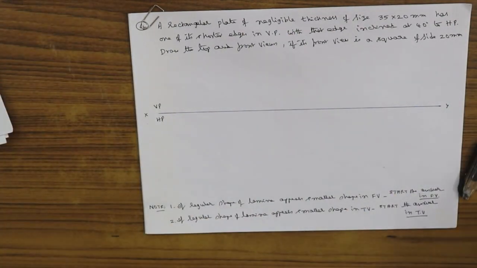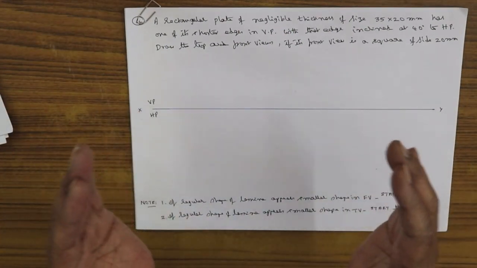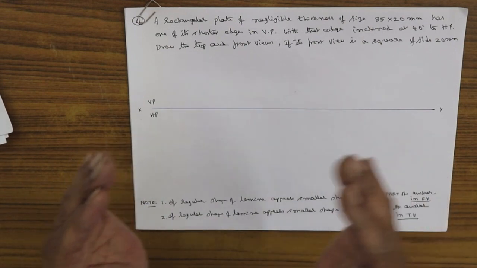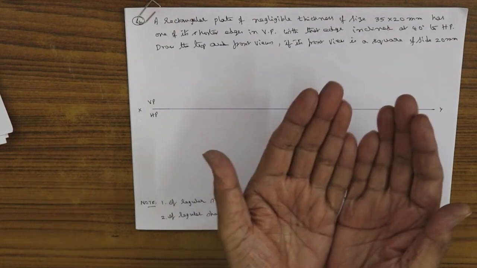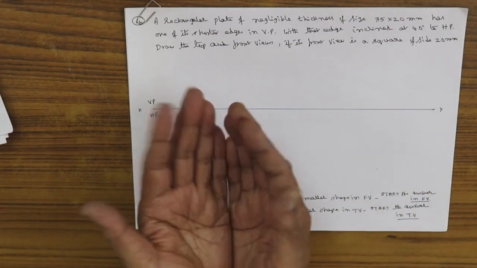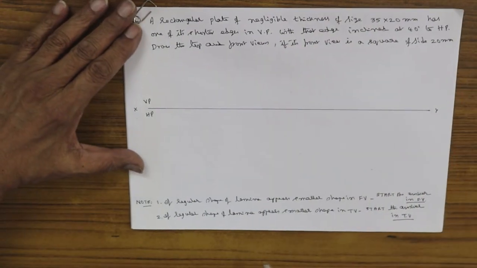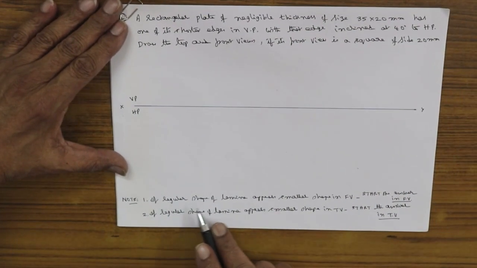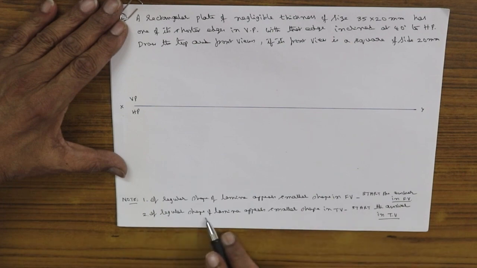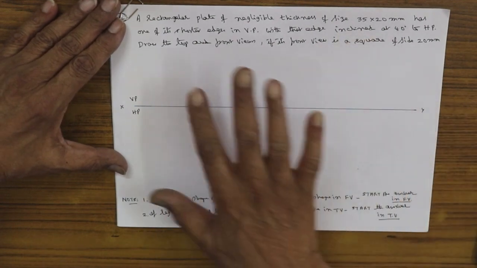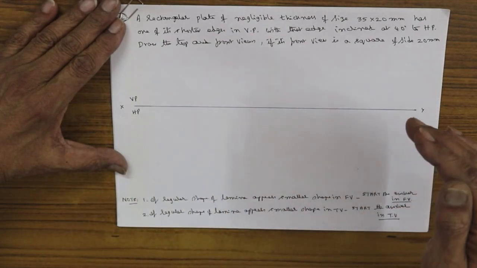So we make a small conclusion here: if you want a regular shape of lamina to appear as a smaller shape in the front view, start the figure in the front view. If a regular shape of lamina appears as a smaller shape in the top view, start the answer in the top view. In the present problem, a rectangular lamina should appear like a square in the front view.